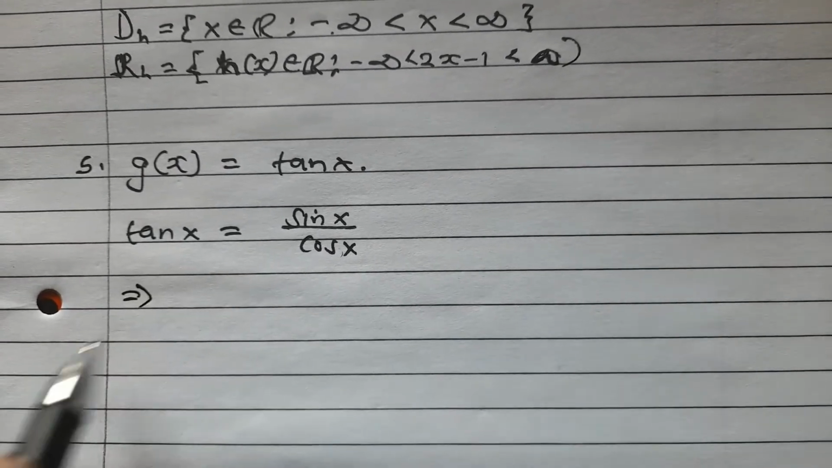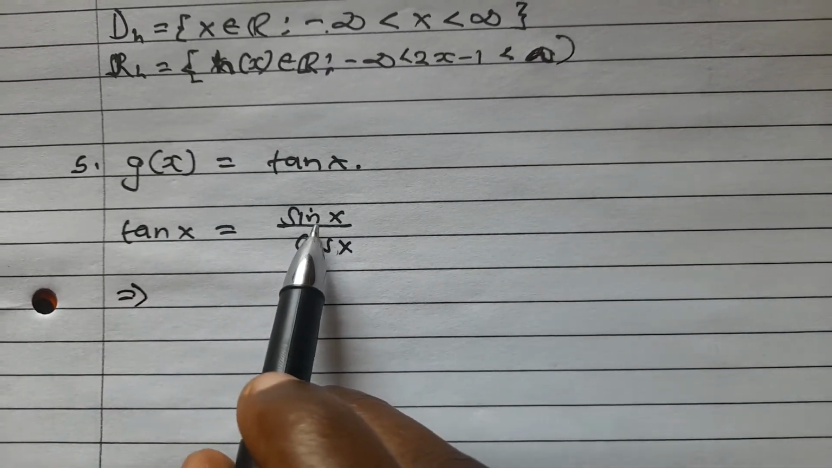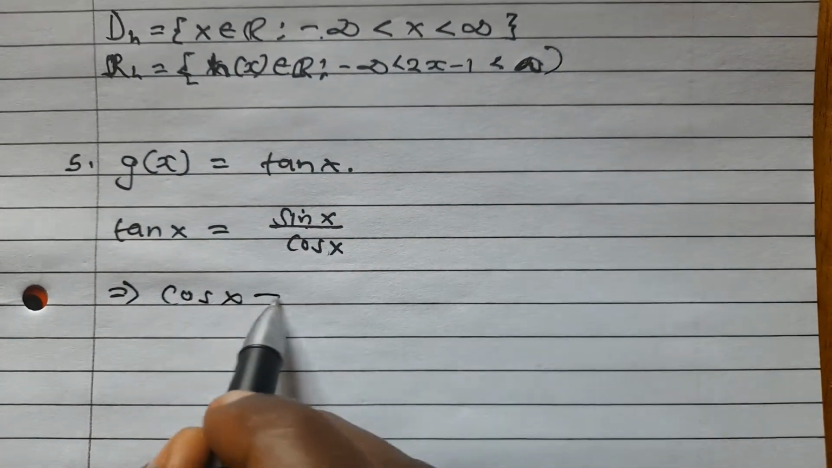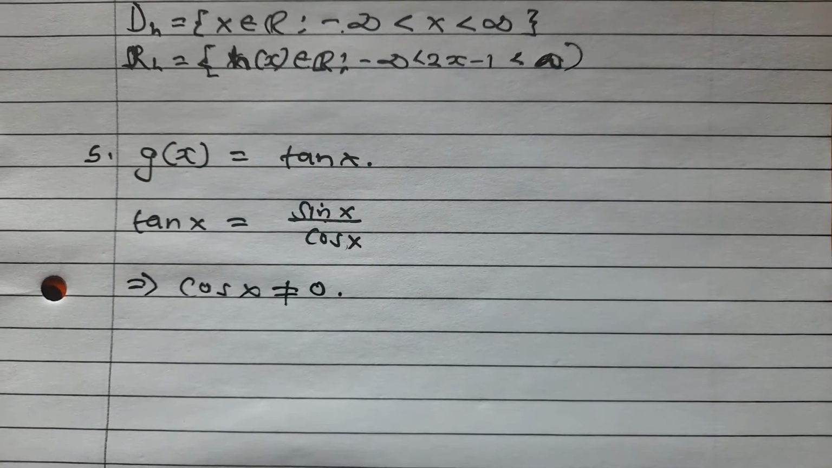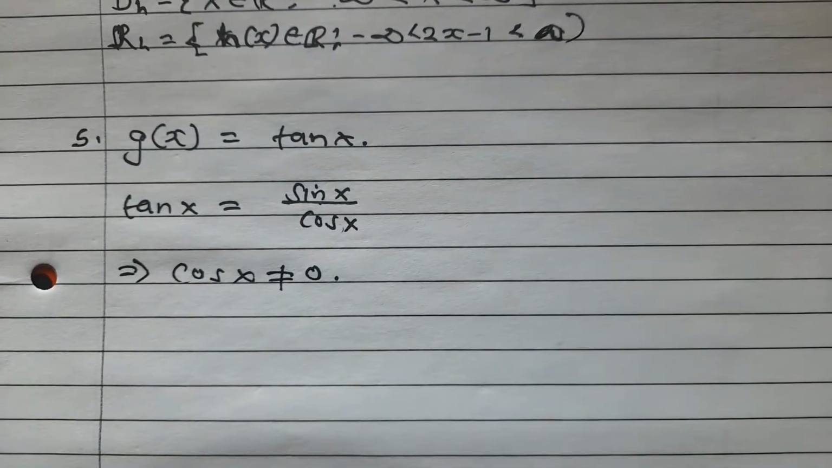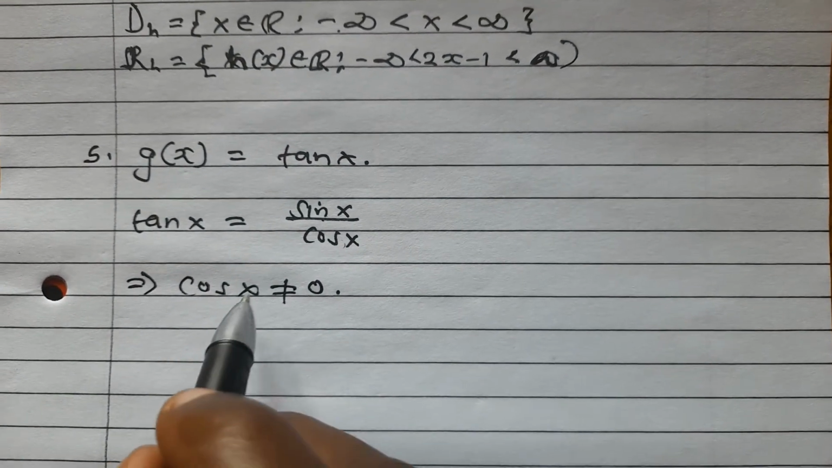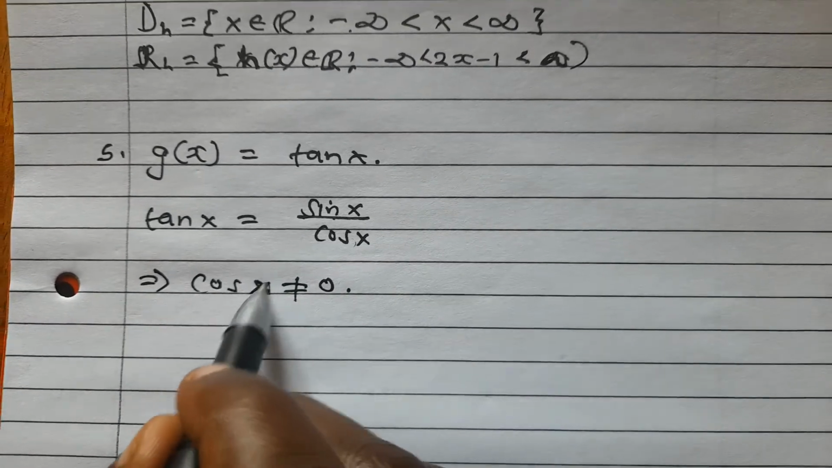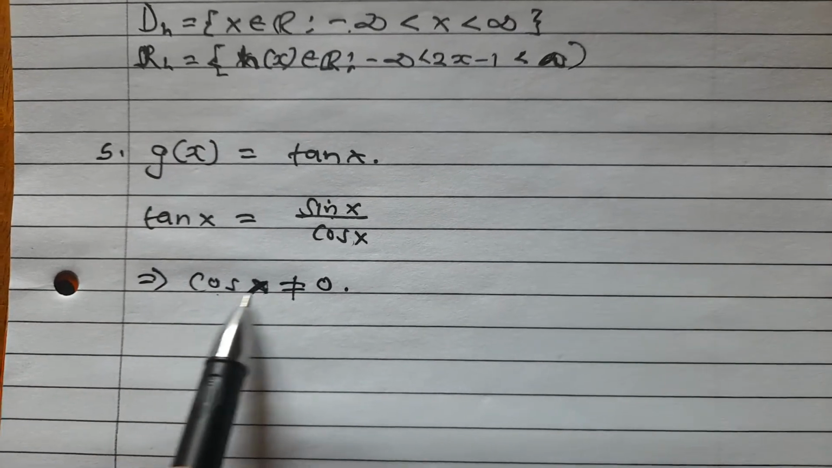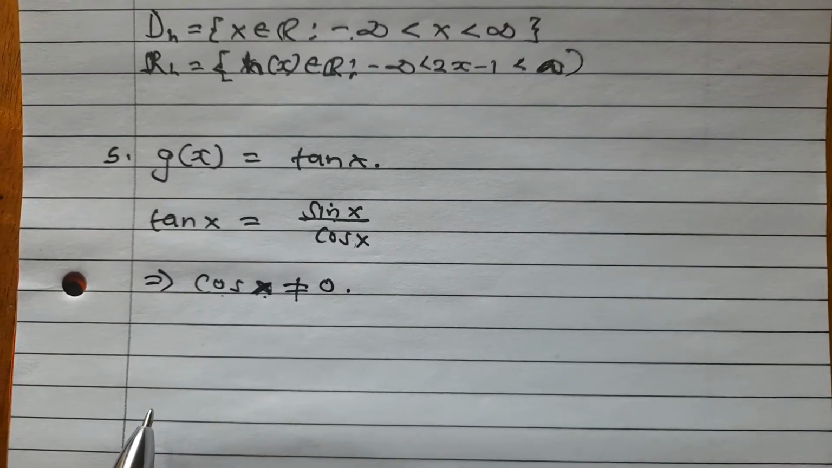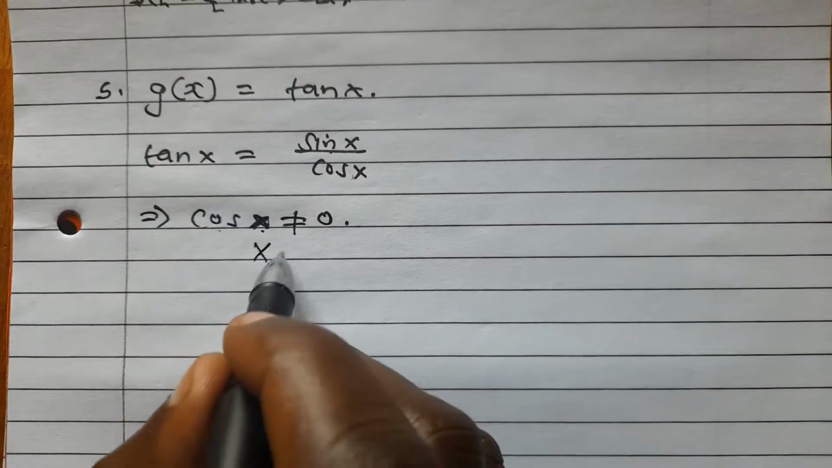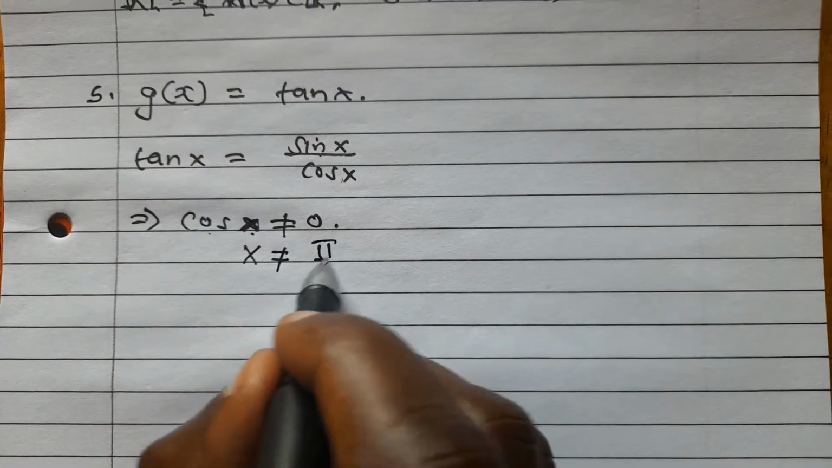So this implies that in order for this function tan x, which is the same as sine x over cos x, to be defined, cos x should not be equal to 0. It should not be equal to 0. If it is negative, it is okay. But if it is 0, it will give us a problem. So what is the value of x that will give us 0 when we substitute it into the cos function? That is, what is cos x that is giving us a 0? You realize it is pi over 2. That is 90 degrees. So this means that x should not be equal to pi over 2.